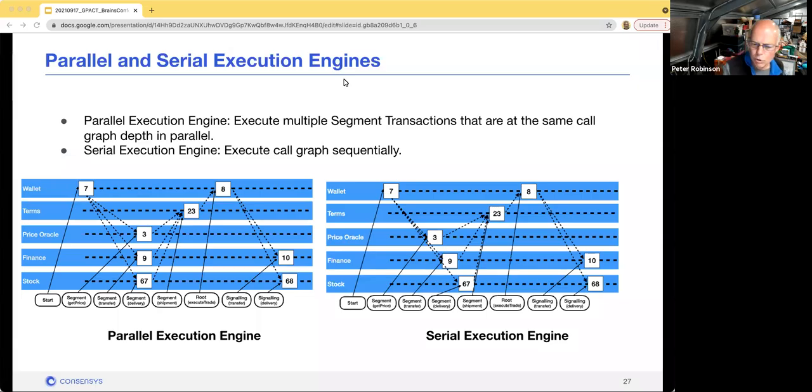I've developed two execution engines. One is a serial execution engine, which executes the calls essentially by walking the call graph. And I've developed another one which lowers the latency, a parallel execution engine, which aims to execute things at the same level of the call graph in parallel.